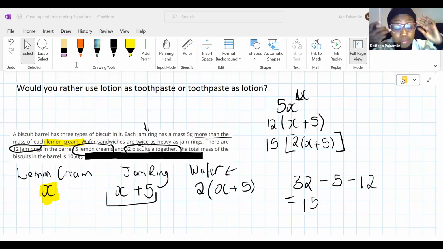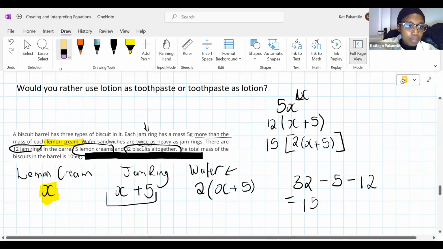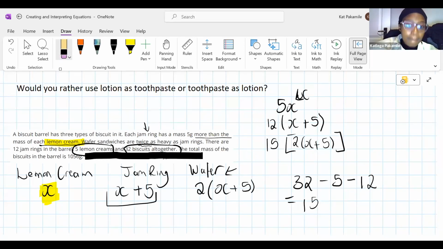Hi, ma'am. I wanted to ask, how did you get 12 and 32? Remember, we have to read. What does it say there, where I circled? There it says 12 jam rings. And then here, what does it say? 32 biscuits all together. You see now where I got them. Okay, thank you, ma'am.